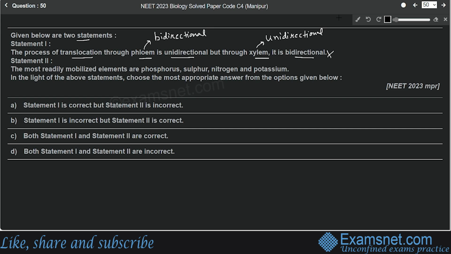Now, the second statement says the most readily mobilized elements are phosphorus, sulfur, nitrogen, and potassium. So this is a correct statement. Okay. These elements are most readily mobilized. We know that these are examples of essential nutrients. That means these are required by the plant for their growth and development, and these are actively translocated to the areas where they are most needed. So the first statement is incorrect, but the second one is correct. Option B will be the correct answer.